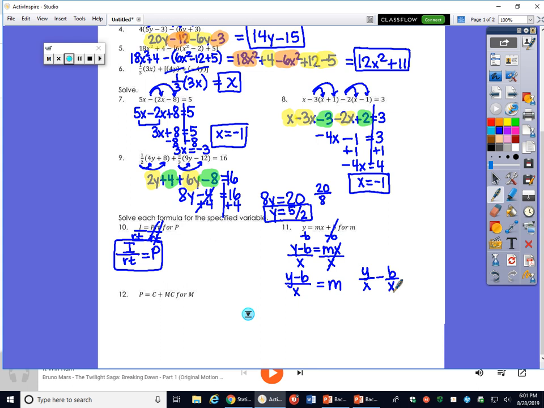And then for the last one, we've got to subtract the c first, whoops, that's a 6. We got to subtract the c if we want to get to the m. So we're going to subtract c here. So we have p minus c equals mc. And then we're going to divide by c to be able to get the m by itself, which is going to give us p over c minus 1, because that c over c would be 1. And we're done.